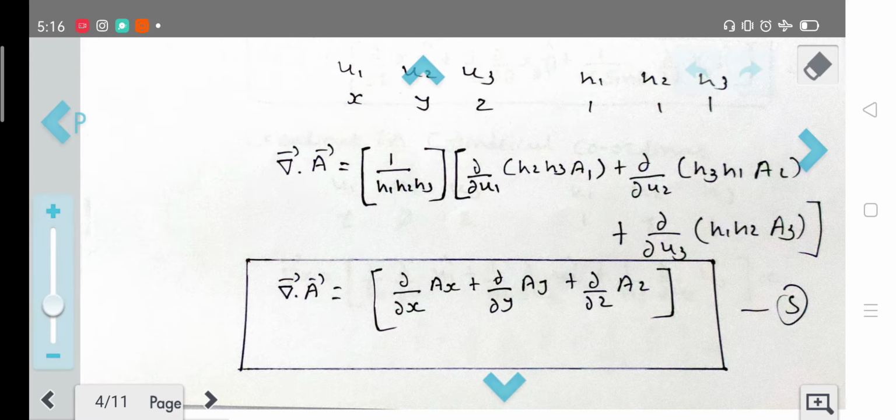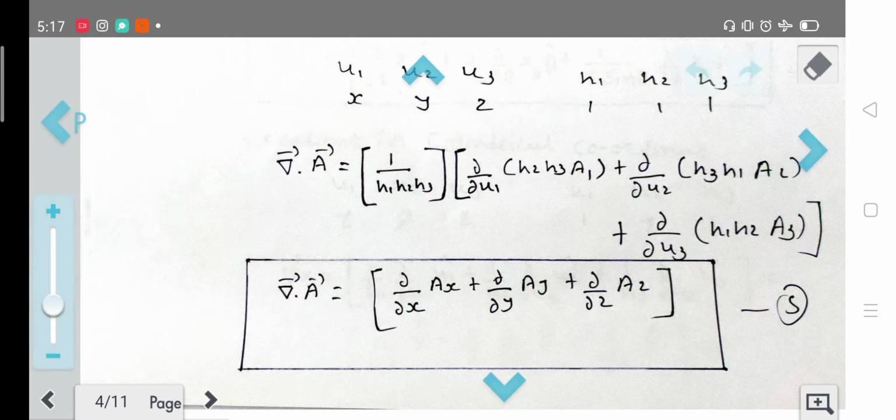Now let's put the generalized formula, which will be divergence of A is equal to 1 upon h1 h2 h3 into the bracket del by del u1 h2 h3 a1 plus del by del u2 h3 h1 a2 plus del by del u3 h1 h2 a3.